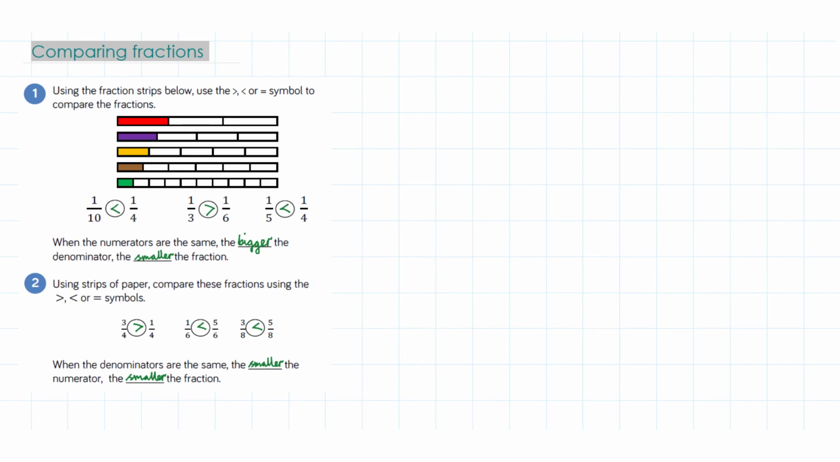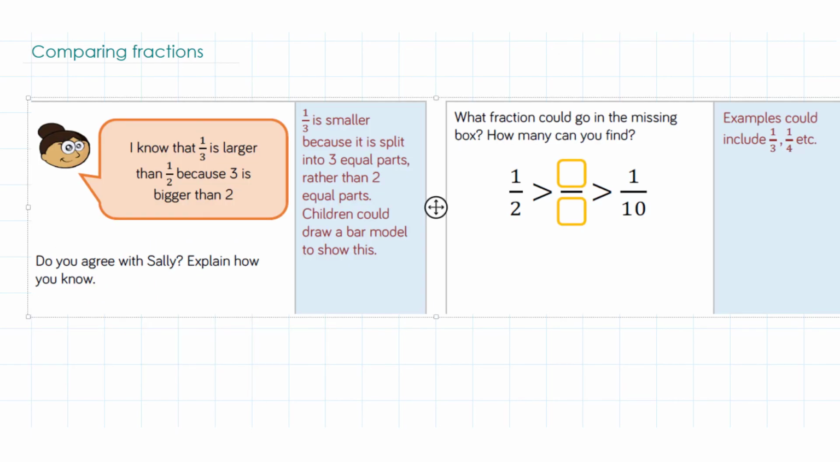Number 2, I've put in those symbols. I hope you agree with me. And the rule, when the denominators are the same, the smaller the numerator, the smaller the fraction. Or the bigger the numerator, the bigger the fraction. Well done if you got all those. And then finally we have our problems. Some possible answers there.